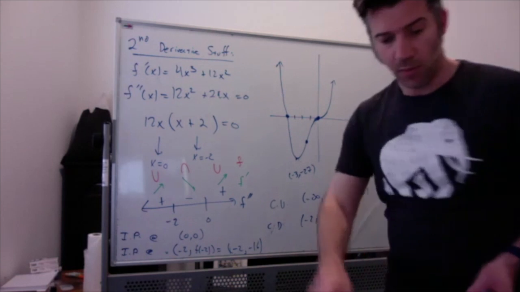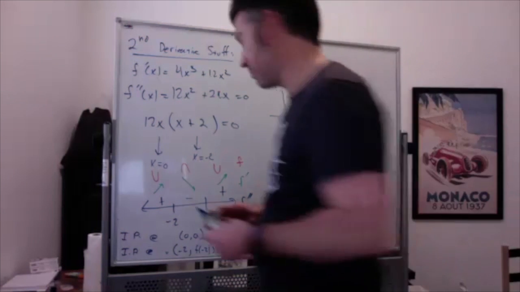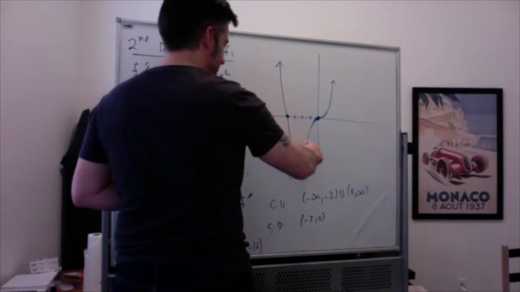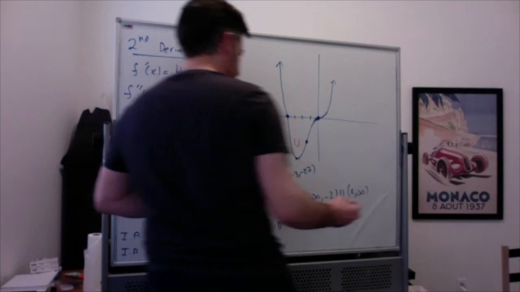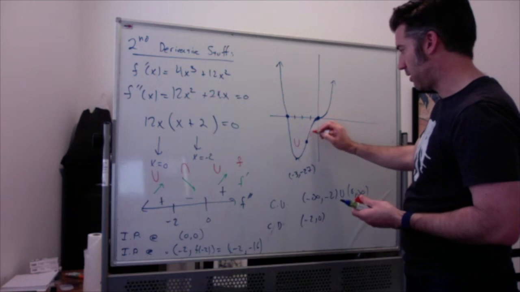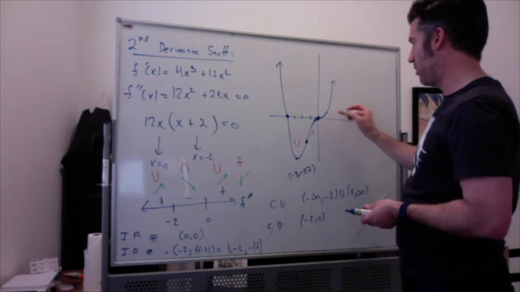So there's a couple ways to think about concavity. From here to here, it's concave up. It's opening upwards. From here to here, it's concave down, it's opening downwards. From here onwards, it's concave up.